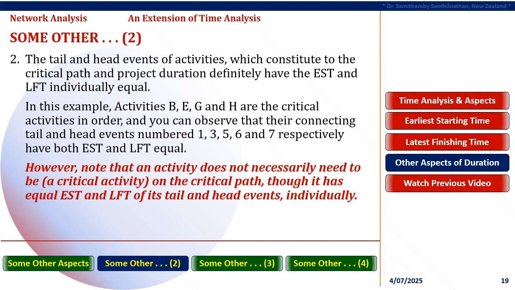Second, the tail and head events of activities which constitute the critical path and project duration definitely have the EST and LFT individually equal. In this example, activities B, E, G, and H are the critical activities in order, and you can observe that their connecting tail and head events numbered 1, 3, 5, 6 and 7 respectively have both EST and LFT equal. However, note that an activity does not necessarily need to be a critical activity on the critical path, though it has equal EST and LFT of its tail and head events individually.